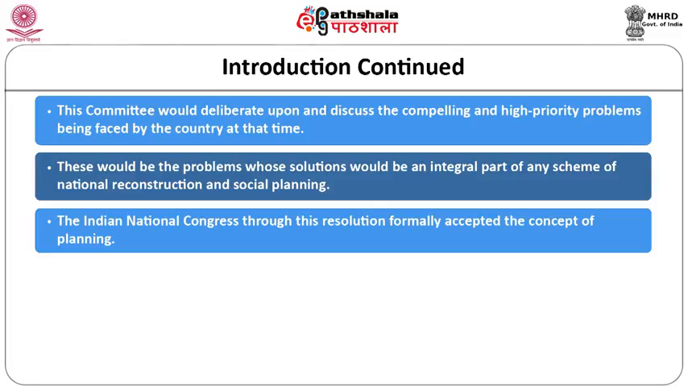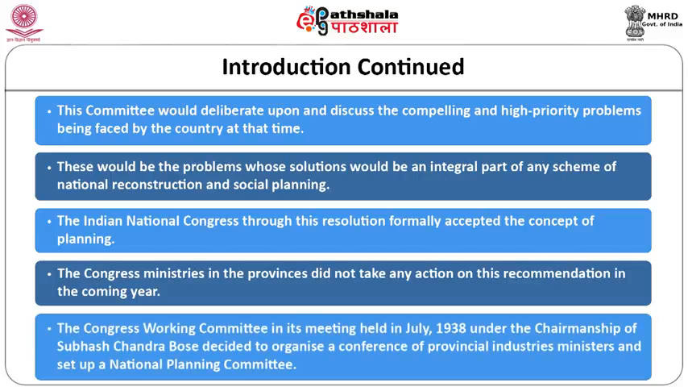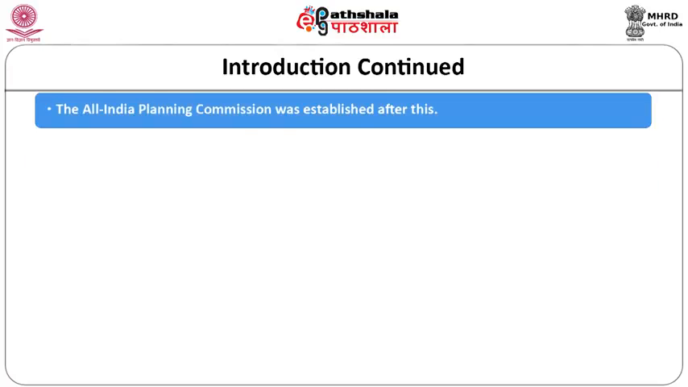However, the Congress ministries in the provinces didn't take any action on the recommendation in the coming year. The Congress Working Committee, in its meeting held in July 1938 under the chairmanship of Subhash Chandra Bose, decided to organize a conference of provincial industrial ministers and set up a national planning committee. The All India Planning Commission was to be established after this.